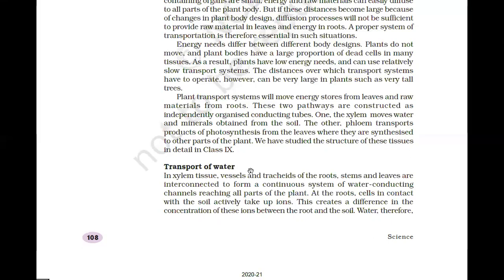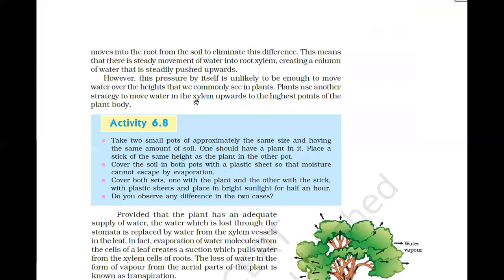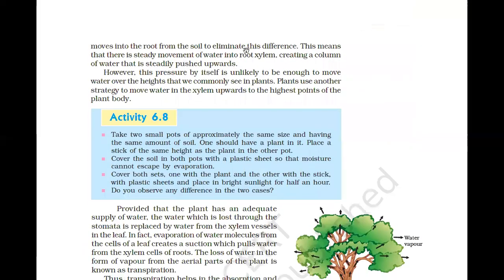Transport of water. In xylem tissue, vessels and tracheids of the roots, stems, and leaves are interconnected to form a continuous system of water conducting channels reaching all parts of the plant. At the roots, cells in contact with the soil actively take up ions. This creates a difference in the concentration of these ions between the root and the soil. Water, therefore, moves into the root from the soil to eliminate this difference.